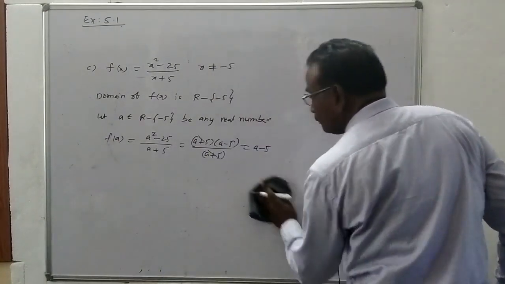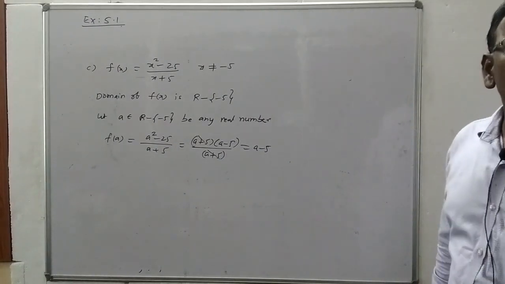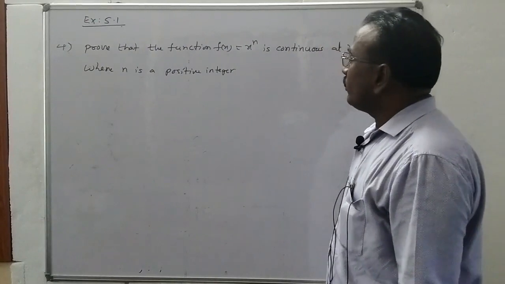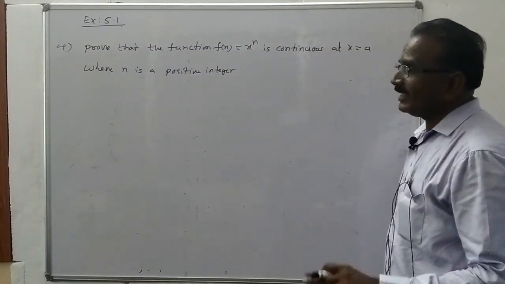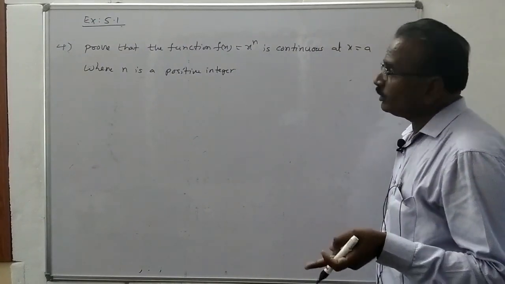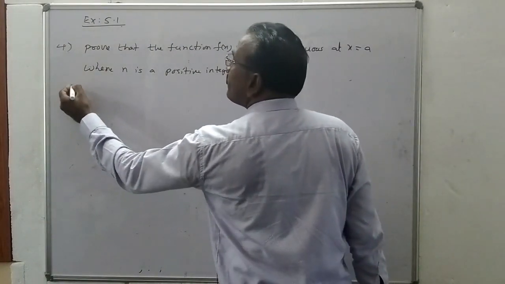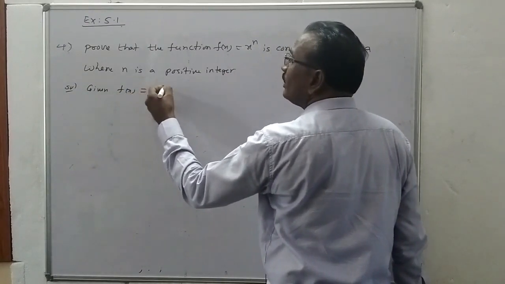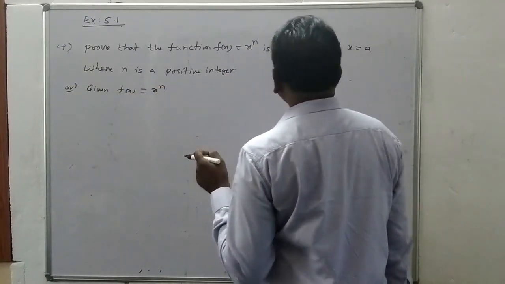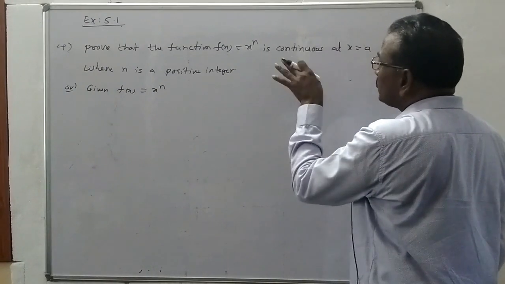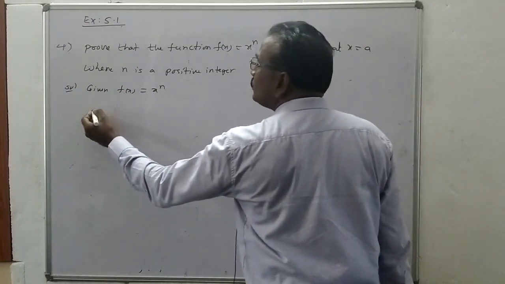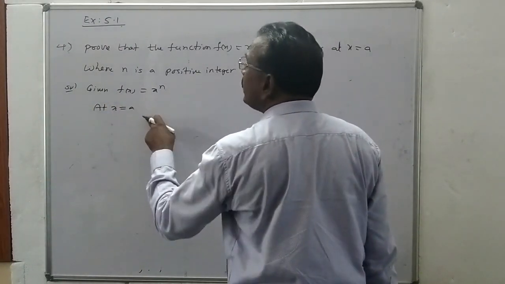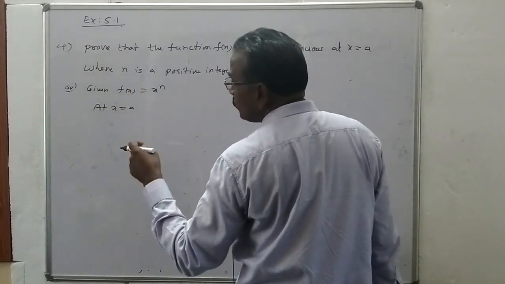Question number 4. Prove that the function f of x is equal to x power n is continuous at x is equal to a, where n is a positive integer. Solution. Here given f of x is equal to x power n. We need to check the continuity at x is equal to a only. When we say the function is continuous at x is equal to a, limit f of x as x tends to a is equal to f of a.